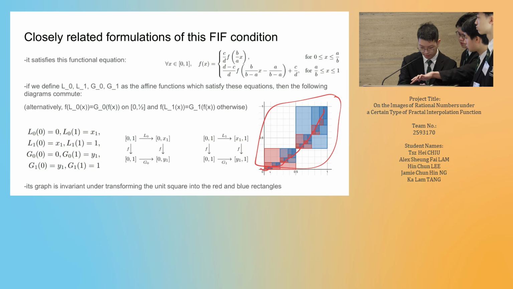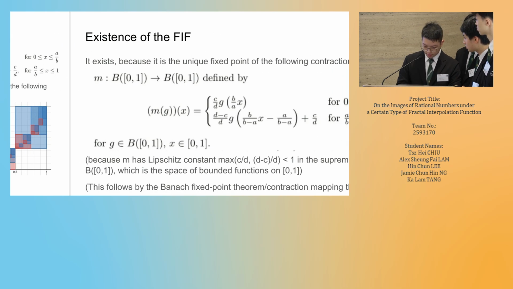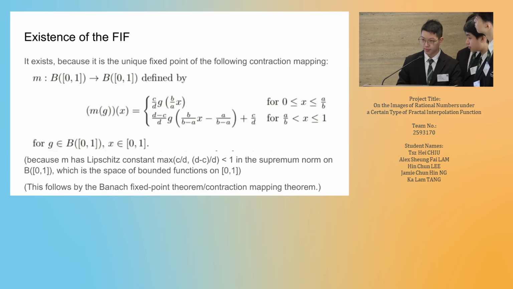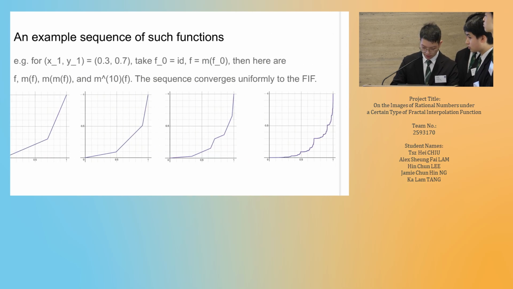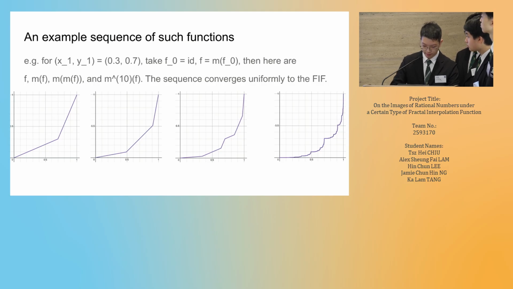And next, there's a standard argument that shows that this FIF exists because it is actually a fixed point of this contraction mapping. I'm not going to say much about this because it's very similar to the proof that there is a fixed point of an iterated function system. I'm just going to point out that this shows that there is a unique bounded function solution to the functional equation. So this is how you can get the function.